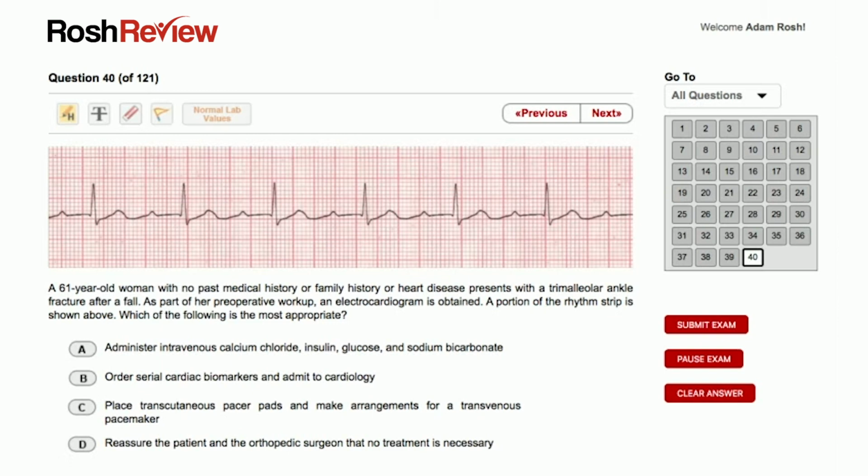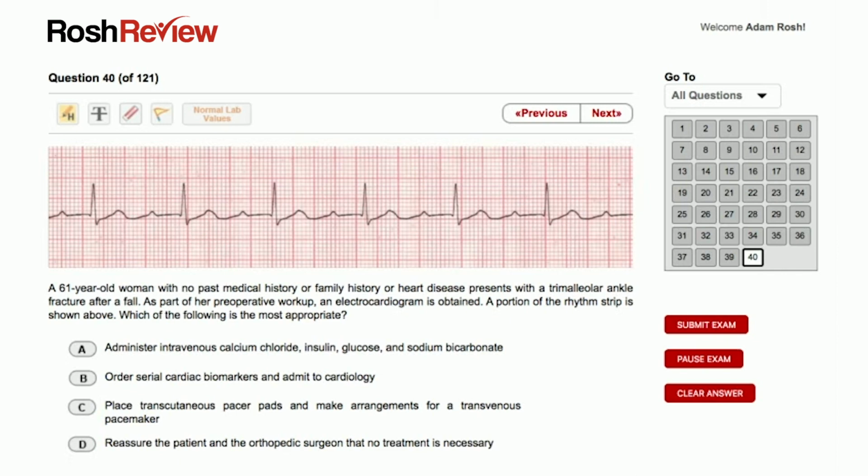Right, so we have a 61-year-old woman with no past medical history or family history of heart disease who presents with a trimalleolar ankle fracture after a fall. As part of her preoperative workup, an ECG is obtained. A portion of the rhythm strip is shown above. Which of the following is the most appropriate?